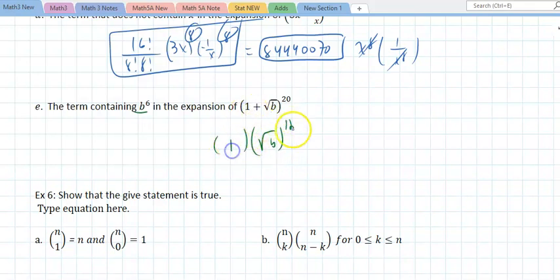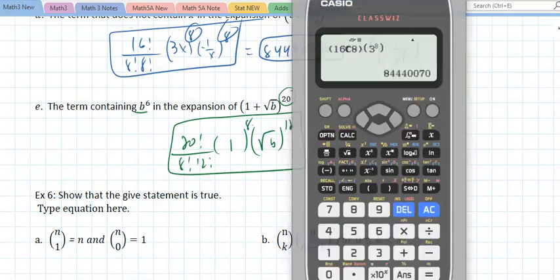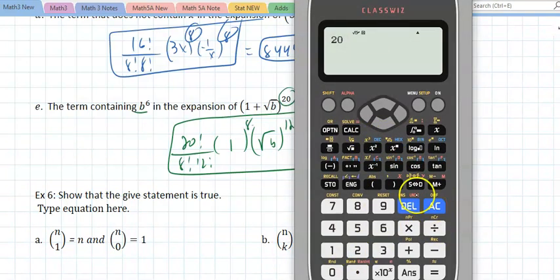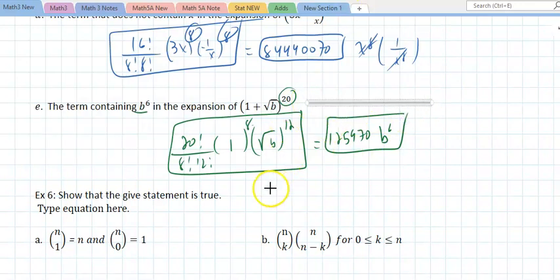That means the 1 must be raised to what? What do you add to 12 to get 20? 8, which makes this 20 factorial over 8 factorial 12 factorial. That's the term. If you want to plug in a calculator, by all means, take 20 choose 8, or 20 choose 12. Same answer. 125,970 b to the 6th power. So, very efficient for me to use the binomial theorem to find specific terms.